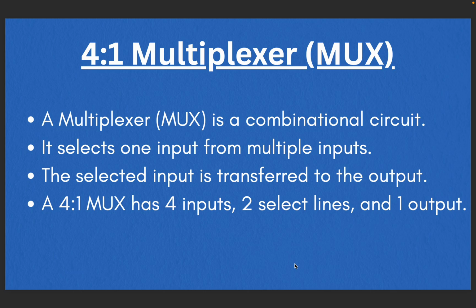Specifically, a 4:1 MUX has 4 input lines. We can call them D0, D1, D2, D3. Two select lines S1 and S0 and one output line Y.